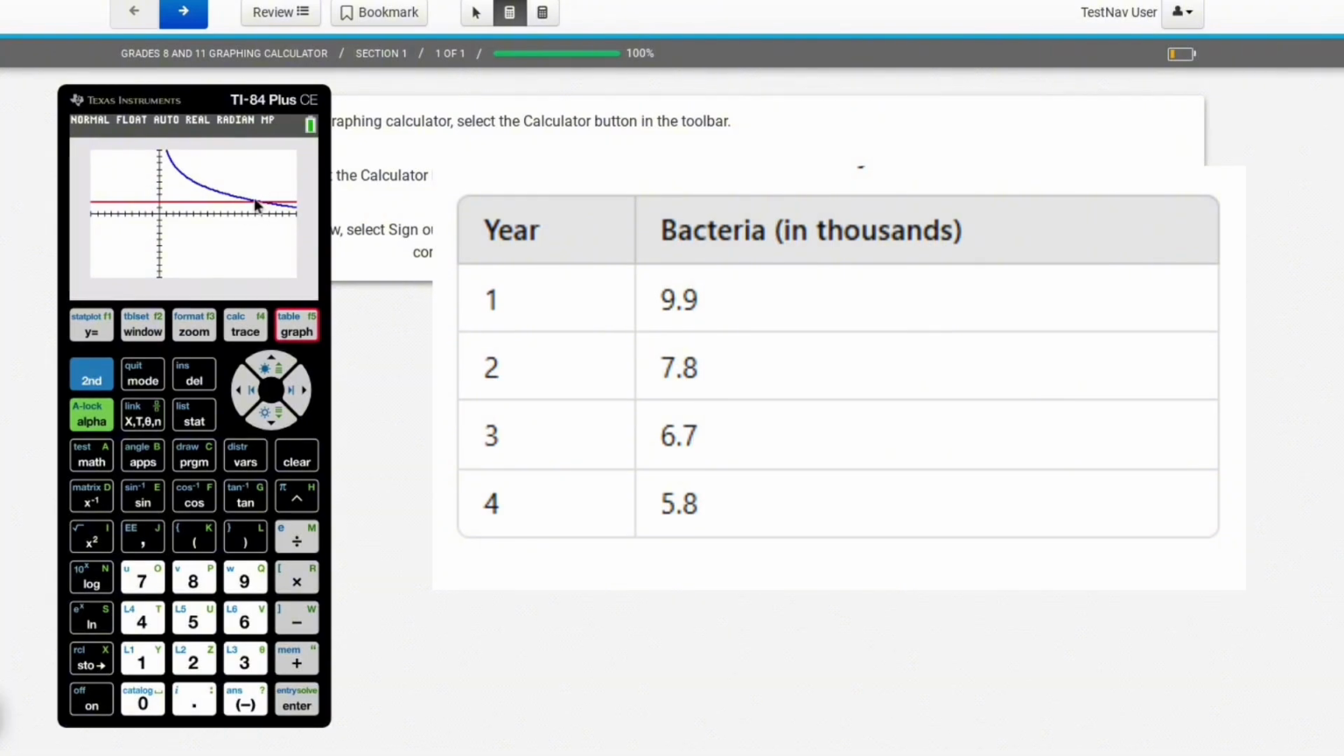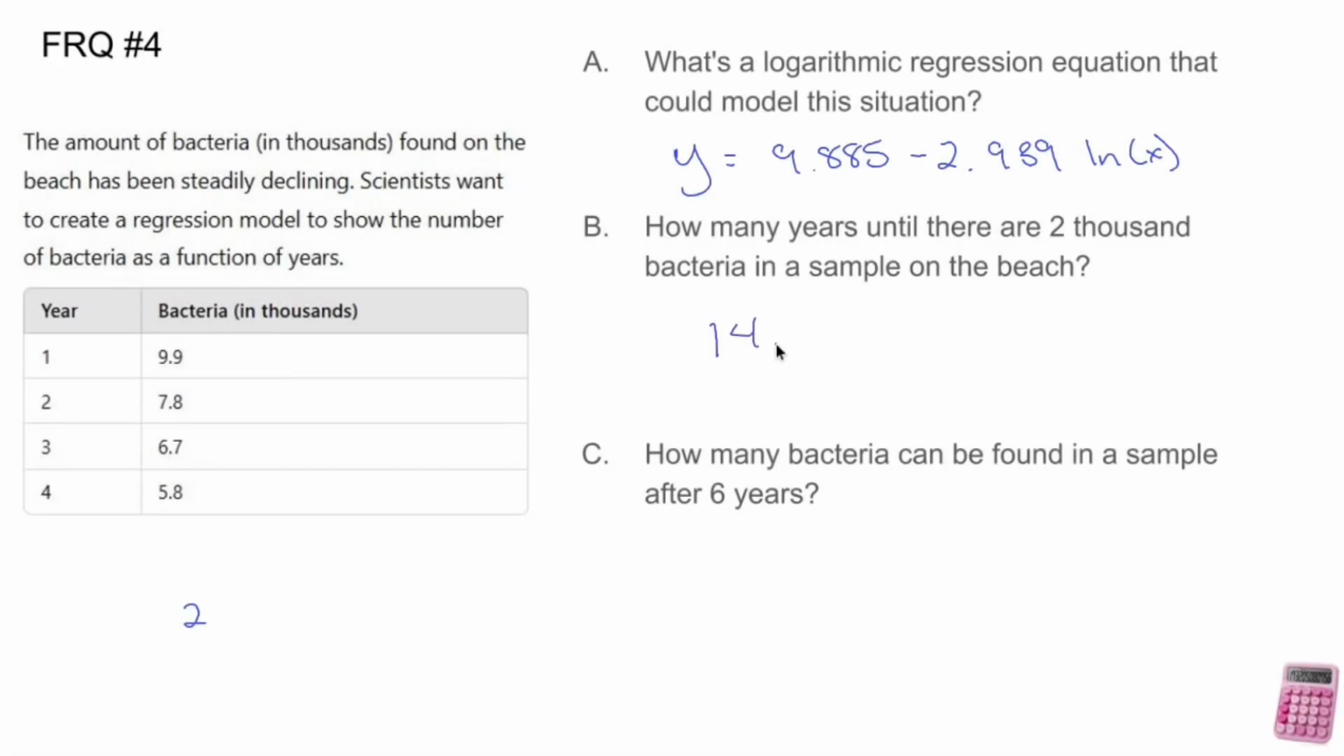Now what I want to do is find out where those guys intersect. So second calc 5 will let me do that. Let's scroll a little bit closer. Enter. Go to the right a bunch of times. Oh, did I not hit enter? I guess I did. Let's try it again. Enter. Now let's do the second one. Go to the right a little bit. Good. Enter. Enter. And we're looking at 14.627 years. So let's go over and write that out. 14.627 years.